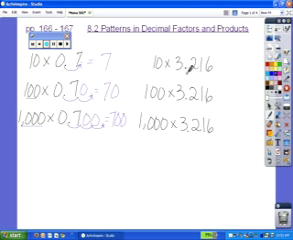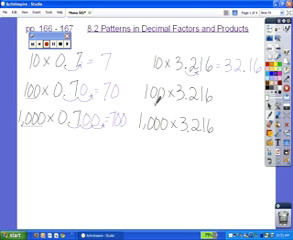If we start with a problem like this one where the decimal has more decimal places in it, it may not be necessary to add zeros. When we multiply by 10, we move the decimal one place. The decimal is now here, and we have 32 and 16/100.